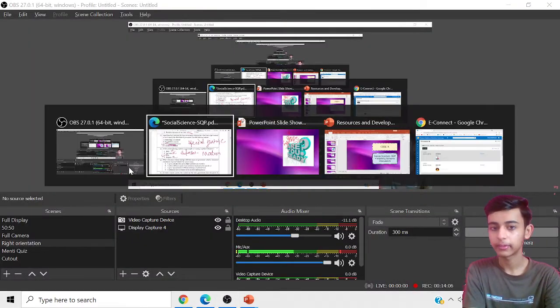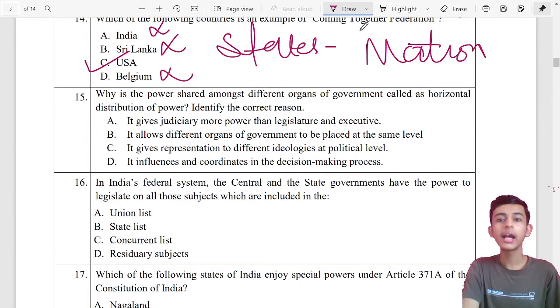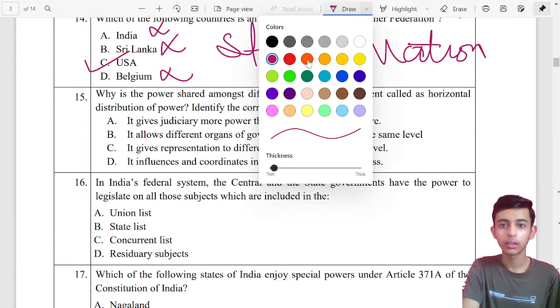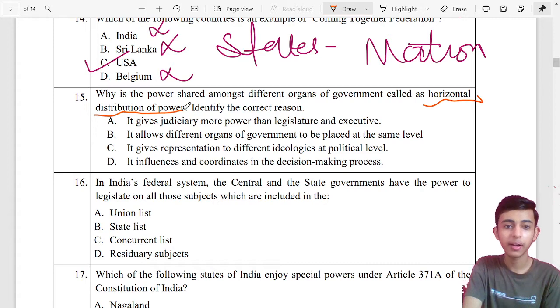Clear? Sure. 15th question. Let's be quick. Why is power shared amongst different organs of government called horizontal distribution of power?